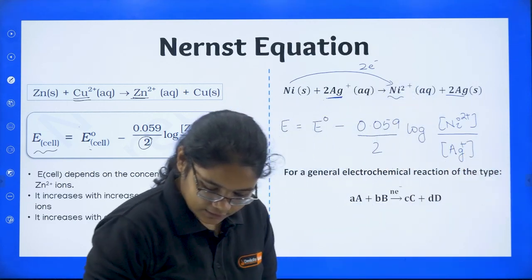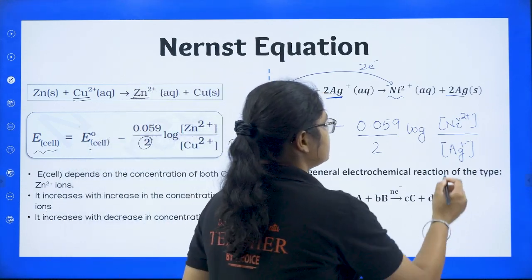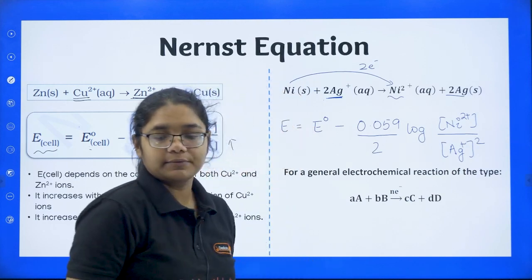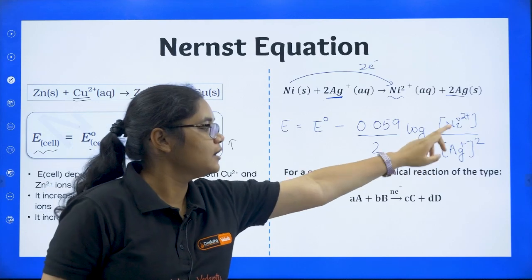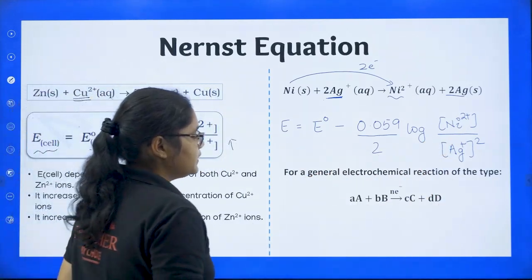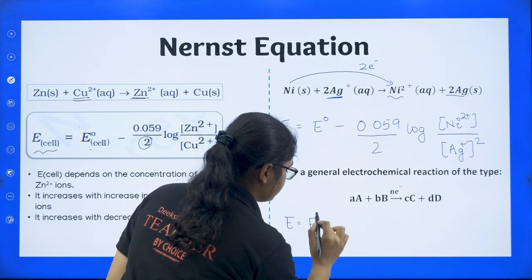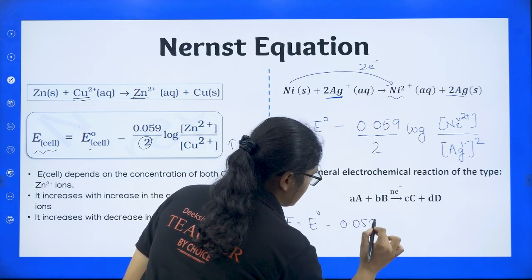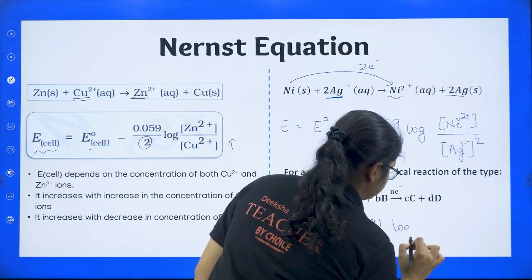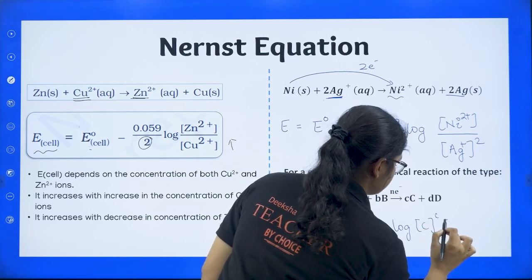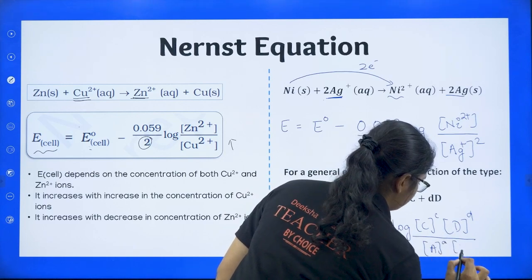Okay, here one more thing that you should keep in mind is that in front of Ag plus you have a 2 there, right. So that 2 should also be present as a power. Whatever is present as the stoichiometric coefficient has to be present in the power. So for example, if this is the equation, I can write E of the cell equal to E naught of the cell minus 0.0591 by n, where n is the number of electrons involved. Then you have log of product concentration, C to the power of c, D to the power of d, divided by A to the power of a and B to the power of b.